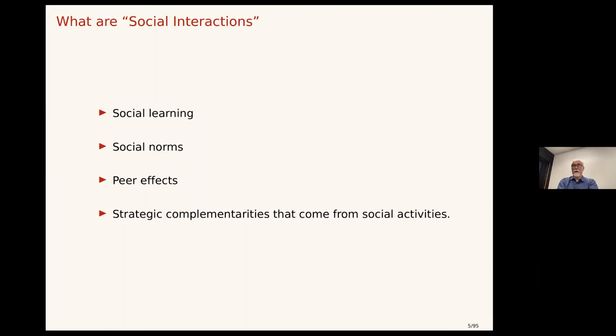In any event, peer effects, right, for the economics of education. There is a hand up. So is there a question? Do you have a question, Haijing? No, I just want to say I'm also interested in education. Ah, okay, good. So it's not foolish for me.